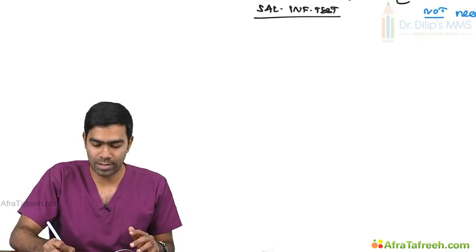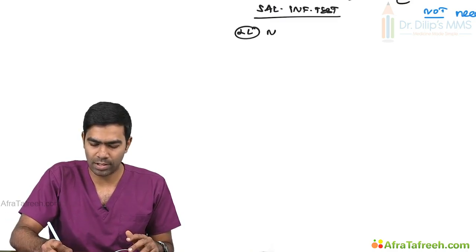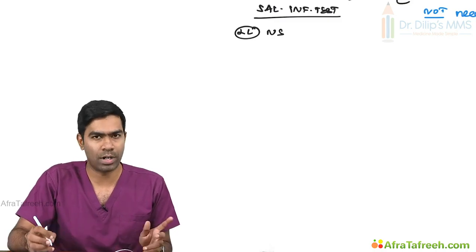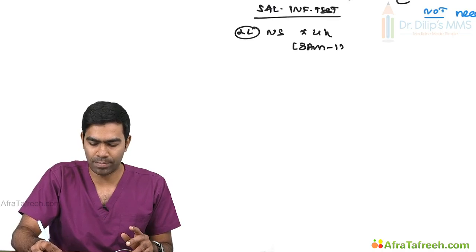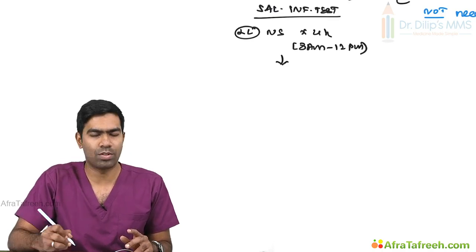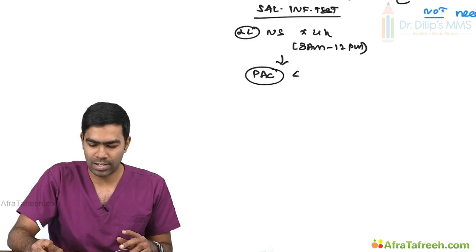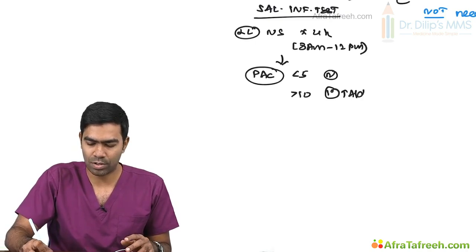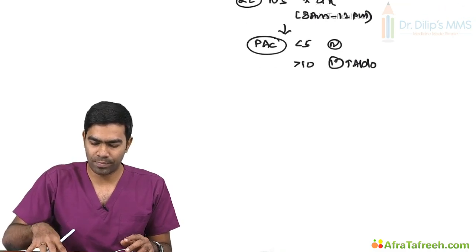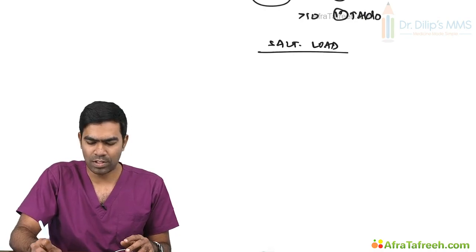The saline infusion test is usually done by infusing 2 liters of normal saline, that is 0.9% NaCl, over a period of 4 hours, typically from 8 a.m. to 12 p.m. After 12 p.m., once you stop the infusion, you will do the plasma aldosterone concentration. If it is less than 5, that is supposed to be normal. If it is more than 10, definitely it is suggestive of primary hyperaldosteronism. Similarly, you can do a salt loading test as well. This is not performed nowadays.